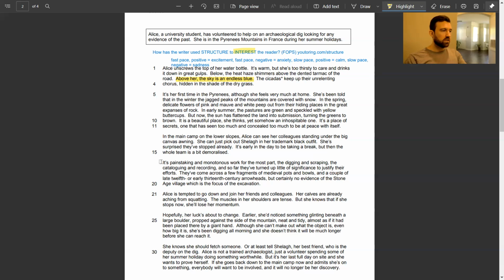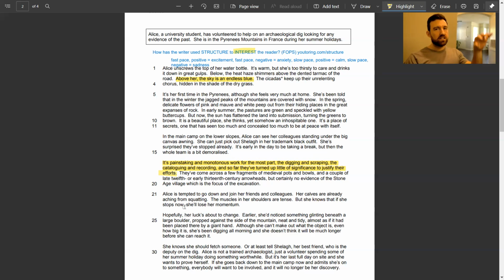So let's look at this first sentence here. Painstaking, monotonous work for the first part, the digging and scraping, the cataloging and recording. And so far they've turned up little of significance to justify their efforts. Do you see here we have a very fast, negative emotion, which creates a sort of frustration and a bit of panic, a bit of anxiety.